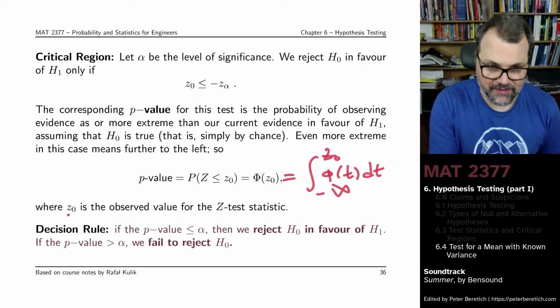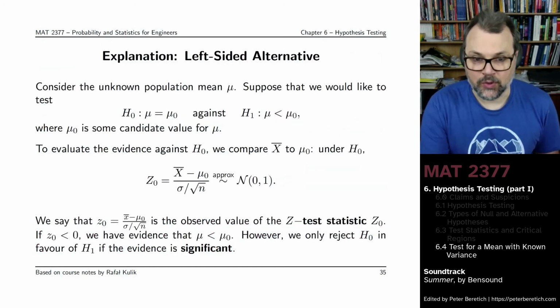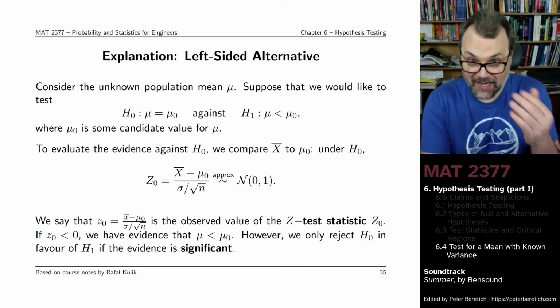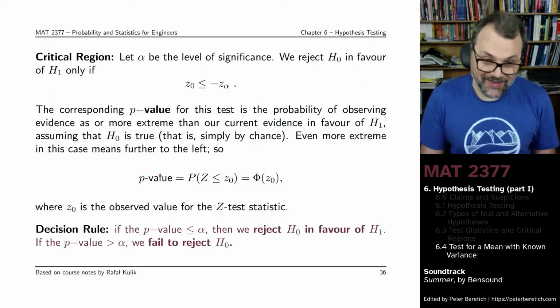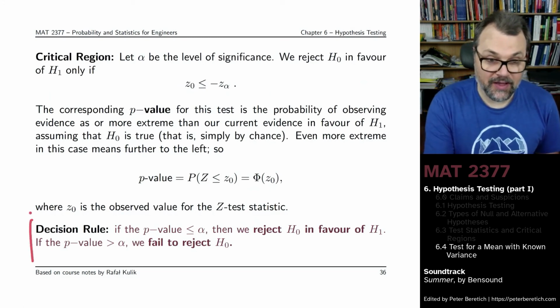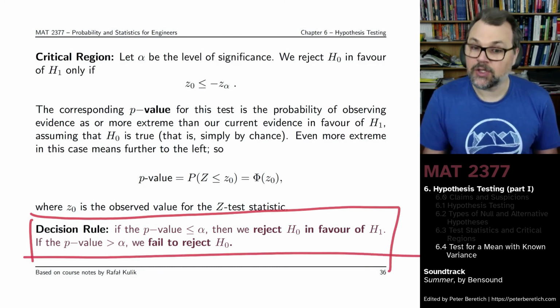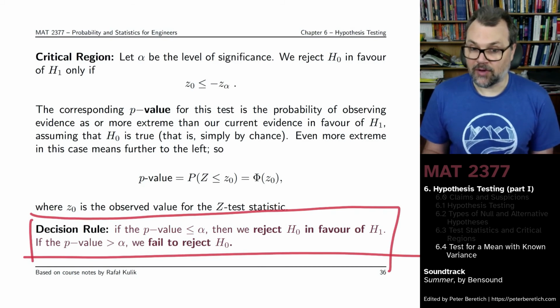Importantly here, this Z0 is the observed value for the Z statistic. It's what you obtain when you actually replace the sample mean by the actual sample mean that you have in your sample. So the decision rule is quite simple. If the p-value is smaller than or equal to the significance level, then you would reject the null hypothesis in favor of the alternative hypothesis.